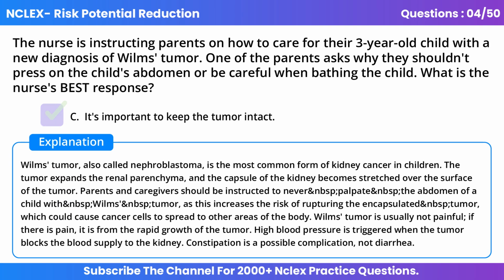Wilms tumor, also called nephroblastoma, is the most common form of kidney cancer in children. The tumor expands the renal parenchyma, and the capsule of the kidney becomes stretched over the surface of the tumor. Parents and caregivers should be instructed to never palpate the abdomen of a child with Wilms tumor, as this increases the risk of rupturing the encapsulated tumor, which could cause cancer cells to spread to other areas of the body.